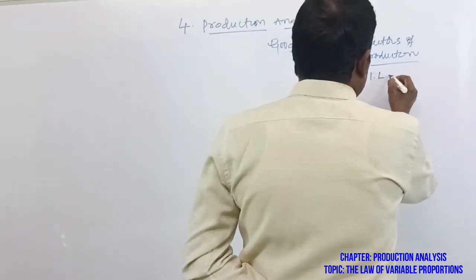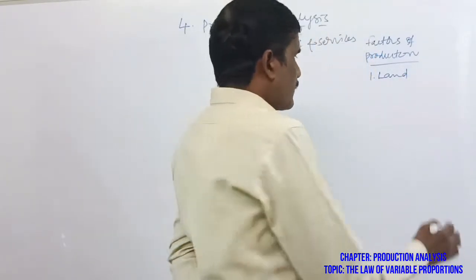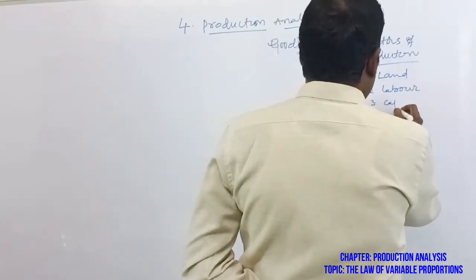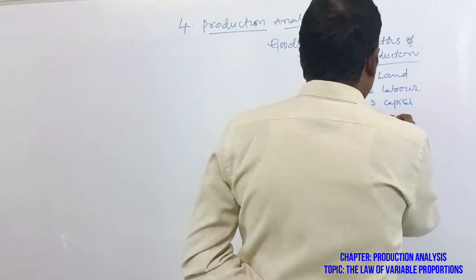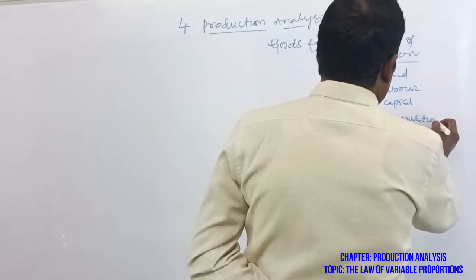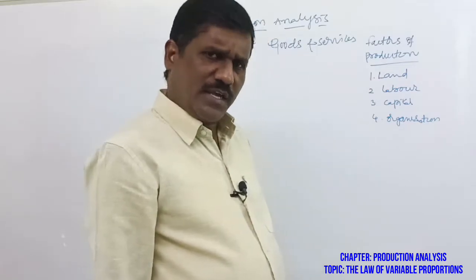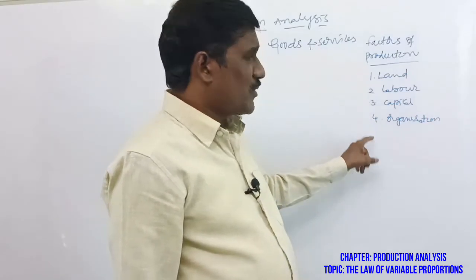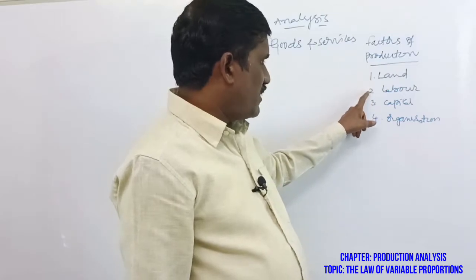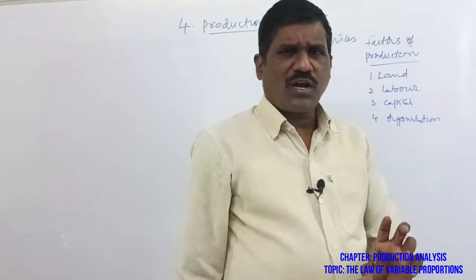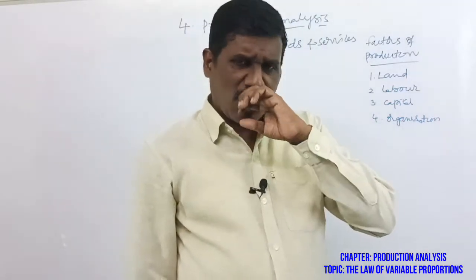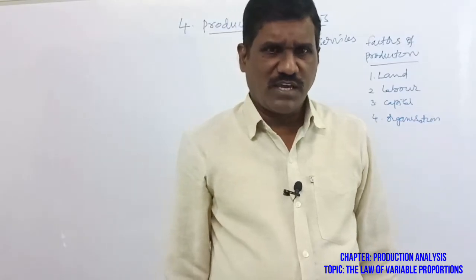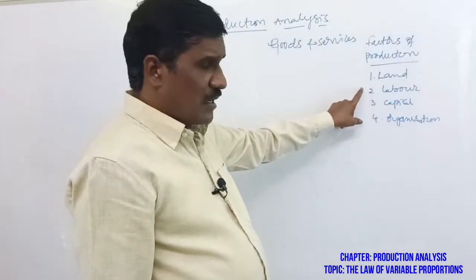Suppose to produce the goods and services, we need the land. Second, labor. Third, capital. Fourth, organization. Any goods and services what you produce, we need these 4 factors of production: land, labor, capital and organization. The 4 are a must to produce the goods and services. Without use of these factors of production, we can't produce any goods and services.